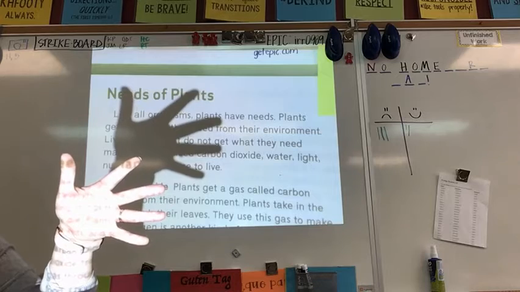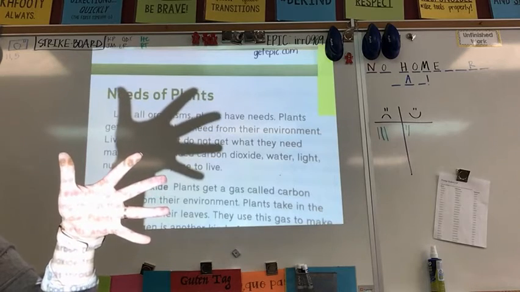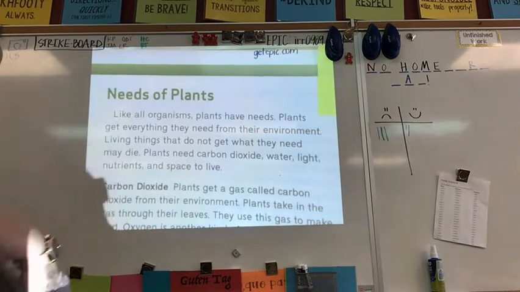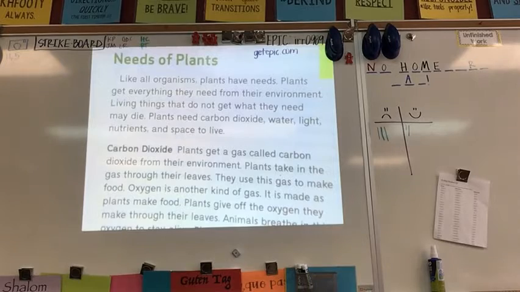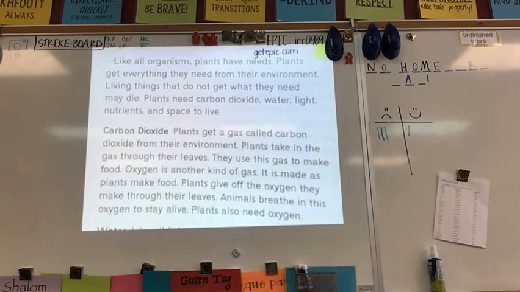How many things do they need? What about oxygen? How many things do they need? 5. Let's read about the first one. And the first thing is carbon dioxide. What is it? Carbon dioxide. Plants get a gas called carbon dioxide from their environment. Plants take in the gas through their leaves. They use this gas to make food.